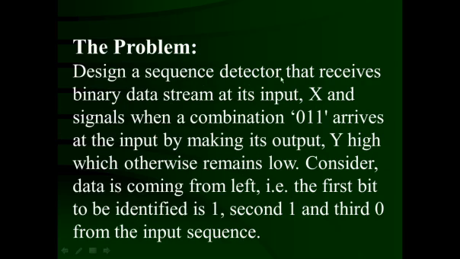Design a sequence detector circuit that receives a binary data stream at its input X and signals when the combination 0 1 1 arrives at the input by making its output Y high, which otherwise remains low. So what is our problem? Design a sequence detector circuit that receives a binary data stream.